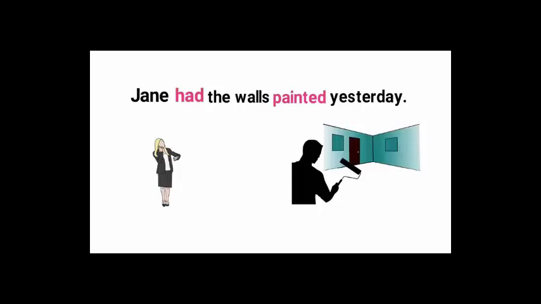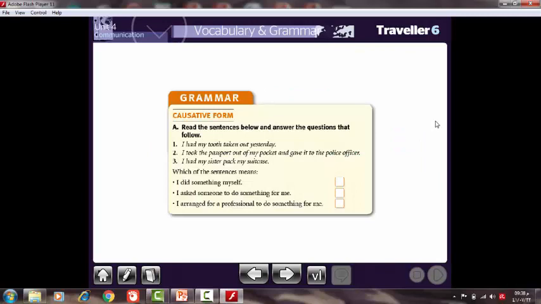Okay, my dear students, now let's turn to page 47, Trouble 6, page 47, and we'll read the first exercise. Read the sentences below and answer the questions that follow. One, I had my tooth taken out yesterday. Two, I took the passport out of my pocket and gave it to the police officer. Number three, I had my sister pack my suitcase.